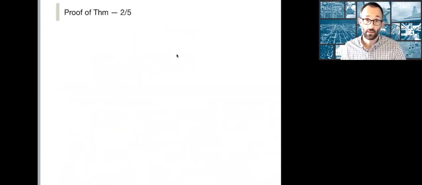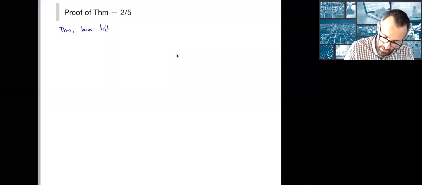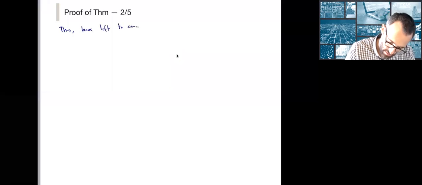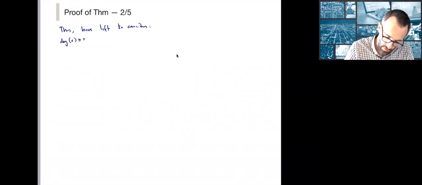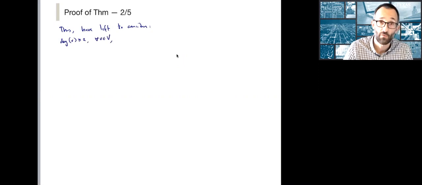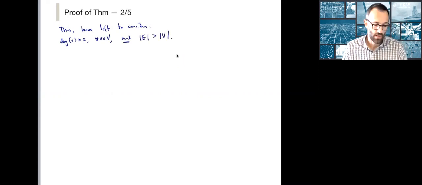So what is the remaining case that we have? Well, thus we have left to consider the case where the degree of v is greater than or equal to 2 for every v in V, as before, but also the number of edges is strictly greater than V. Here is where our polyhedral thinking is going to start kicking in, and our characterization of extreme points.